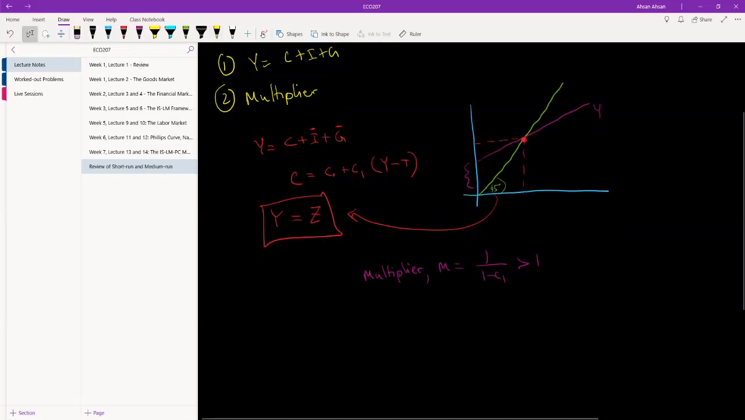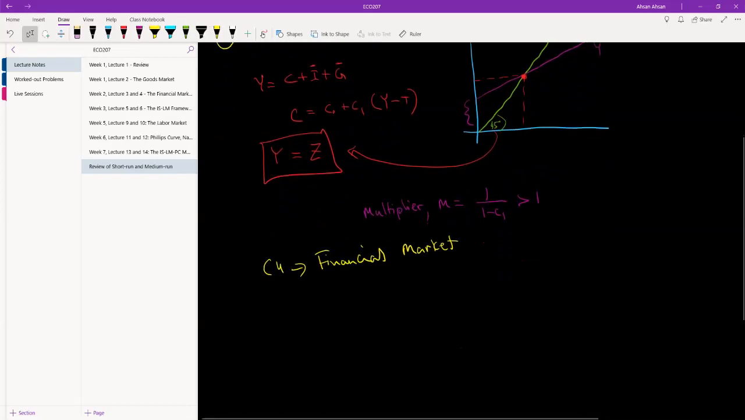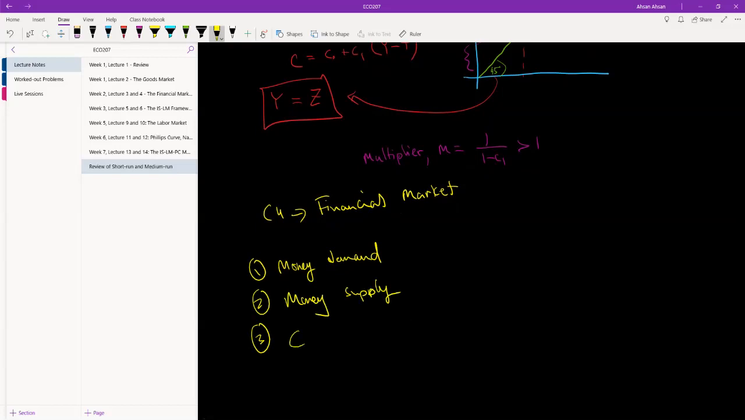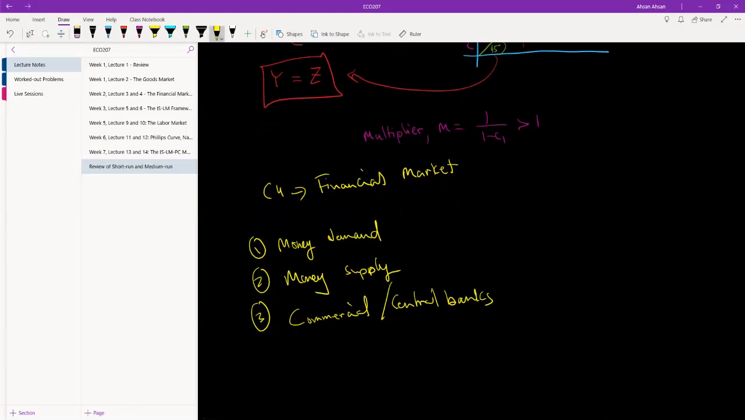Then we moved on to chapter 4, which was about the financial market. And in the financial market, we talked about effectively the money market. We looked at money demand. We looked at money supply. And we sort of looked at basically the creation of money and high-powered money and all of that. Of course, we looked at commercial and central banks. We looked at something called high-powered money.